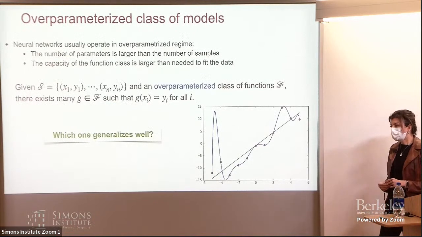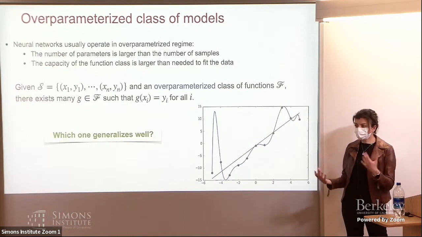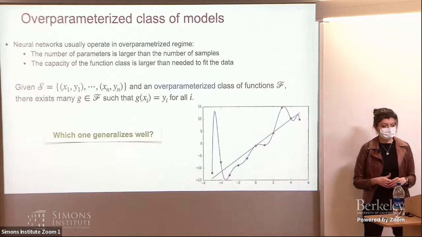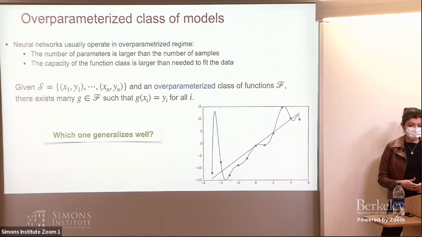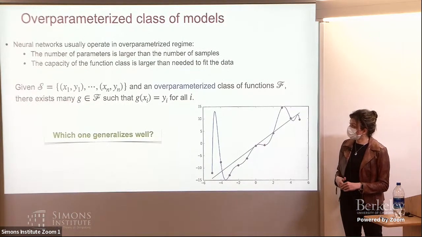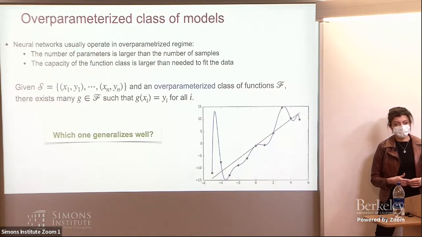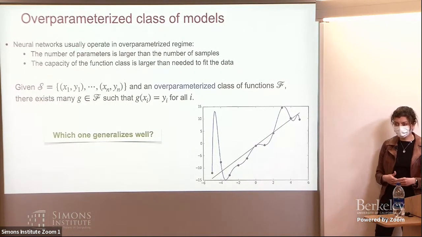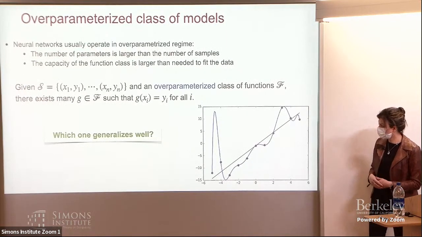So typically in applications, neural networks operate in overparameterized regimes, which you could define differently. You could say that the number of parameters is larger than the number of samples that you have, or the capacity of the class of functions is much larger than what you need to describe the data or to fit the data. But now one of the questions is that given a sample set and an overparameterized class of functions, there could exist many functions in this class that fit the data perfectly. And now the question is, which one generalizes well? Which one should we pick?